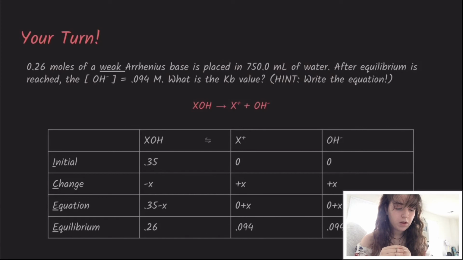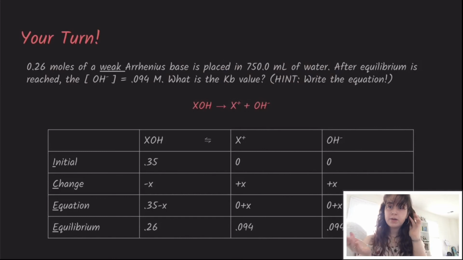We know that the initial concentration is 0.35. I just did basic moles over liters, converted some things. That's where I got that from. The initial concentrations of the products is 0. I did my changes because there's no difference in molar ratios in this problem. The only thing that's different now, we don't have the K value, but we do have what the final concentrations are for the products. So I wrote that down. And I know that the equation is 0.35 minus X for XOH.